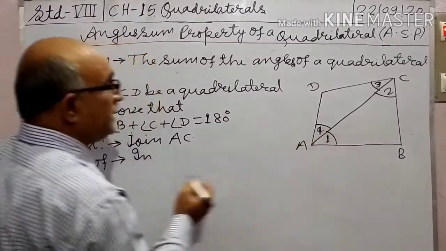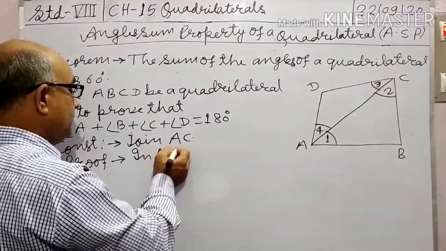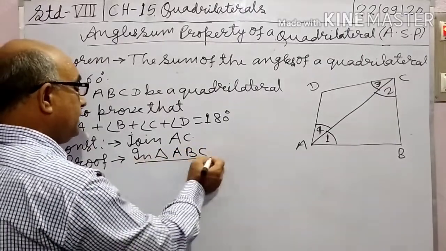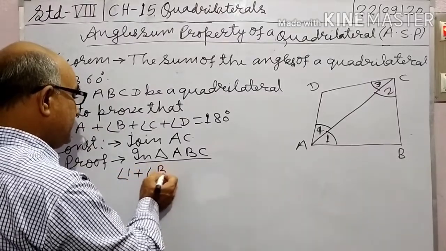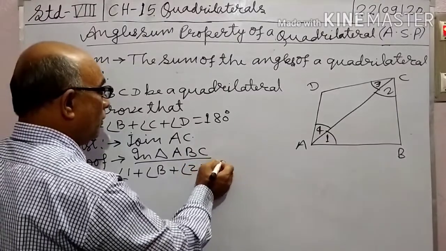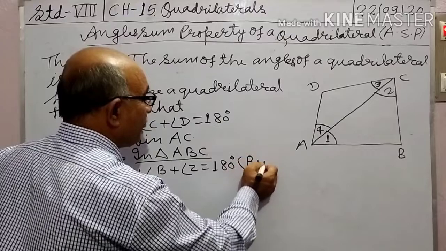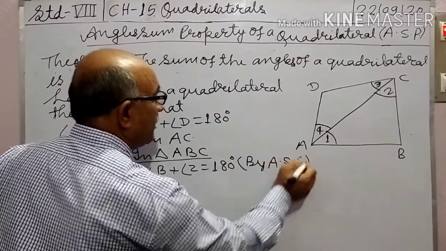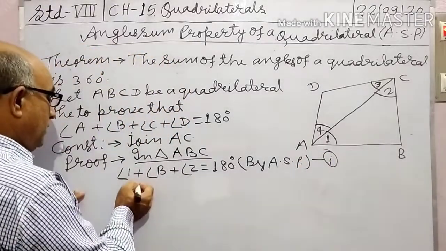In triangle ABC, angle 1 plus angle B plus angle 2 equals 180 degrees by the angle sum property of a triangle. It is equation 1.